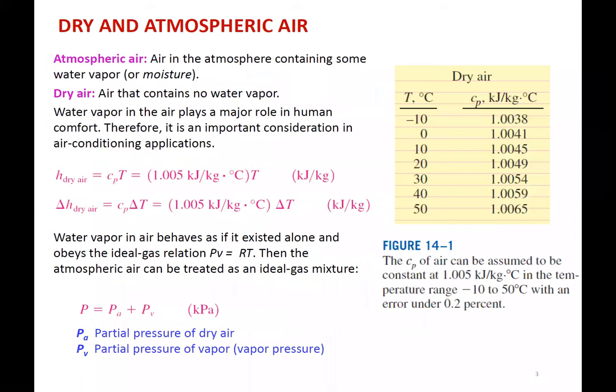The atmospheric air contains some water vapor or moisture. So when we say dry air, it means there's no water vapor. And for human comfort, water vapor definitely plays a part. There's just the right amount of water vapor that humans would like for comfort. Okay. But when we're starting to talk about properties, you should see that in the calculations.